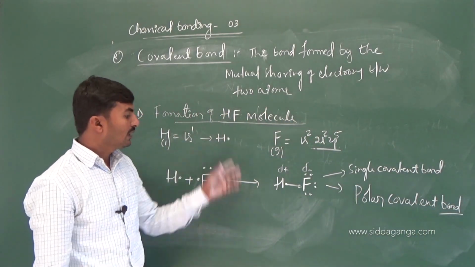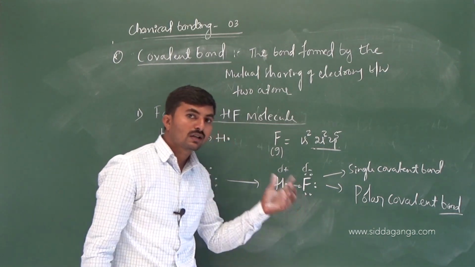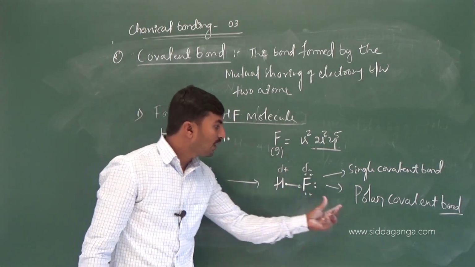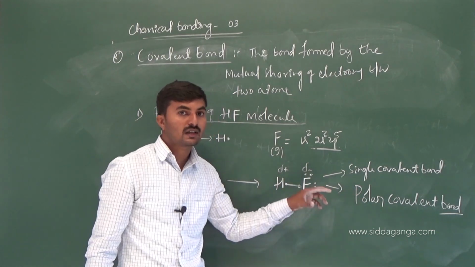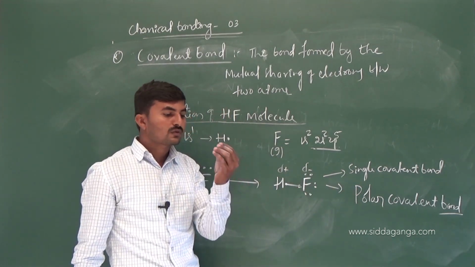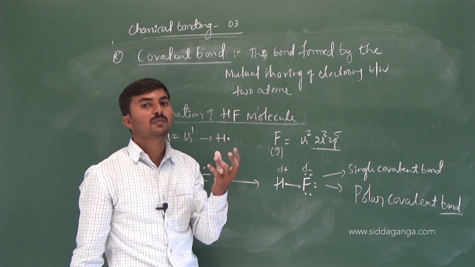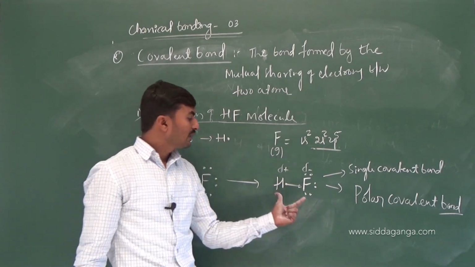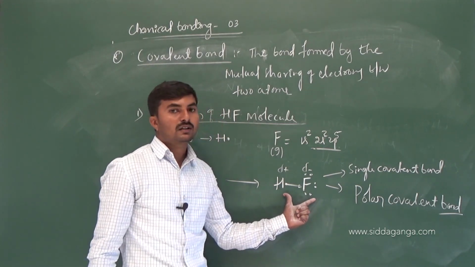This is how, in case of covalent bond, there is a generation of ionic behavior. In this case, covalent bonds exhibit some ionic character. Why do they exhibit it? Because of the difference in the electronegativities.